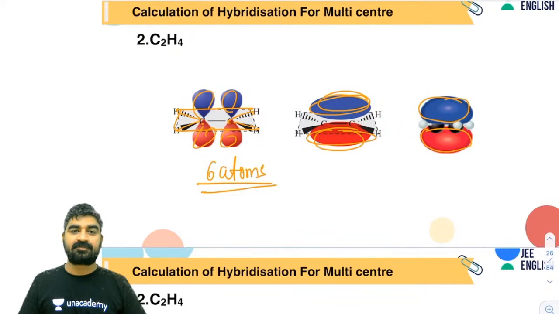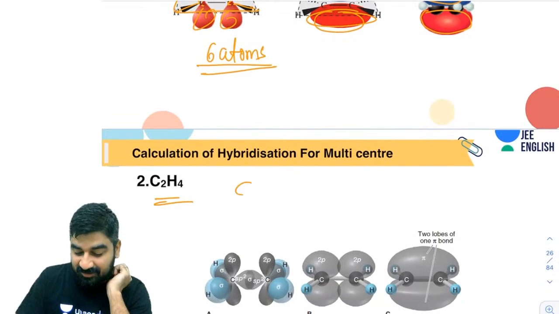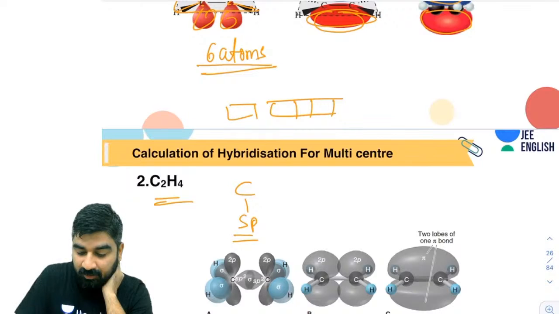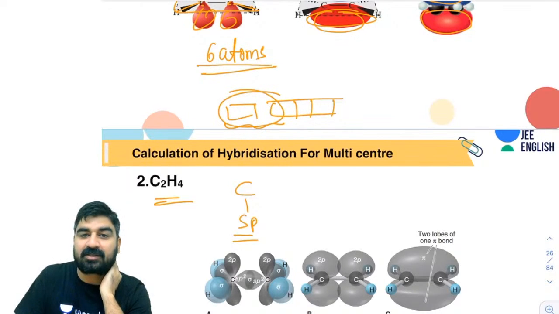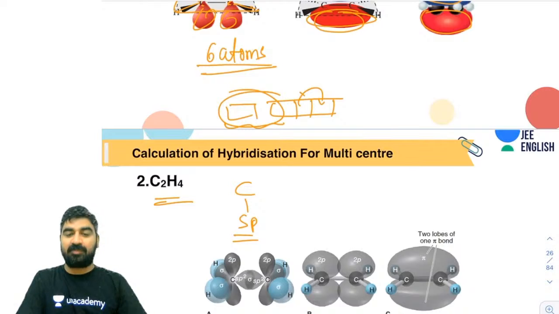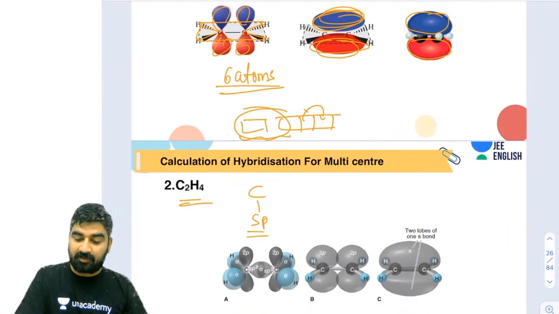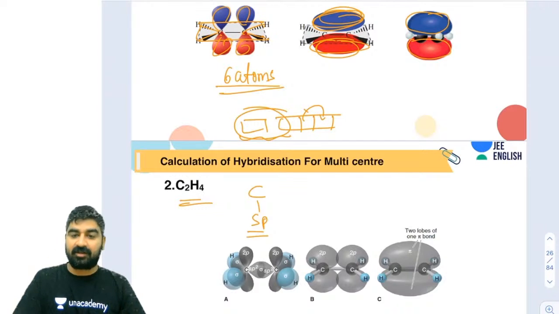Got it? So now what will happen in case of C2H4? In this case, guys, the hybridization is sp2, meaning 1s and out of 3p only 2p are mixing, and 1p is unhybridized, and they will be at 90 degrees to each other. So there will be overlapping of two p orbitals.